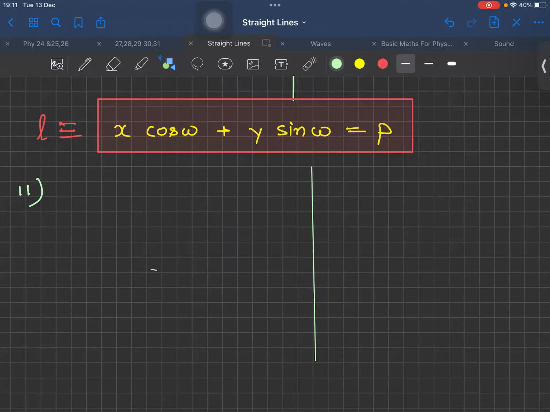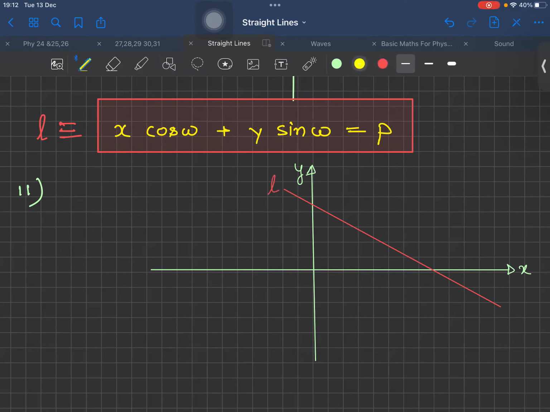So suppose there are x and y coordinates. Now it's given that there is a line. The equation of the line is also given to you, but you need to find the perpendicular distance. Perpendicular means a line that should be perpendicular to this line L, and it should pass through the origin.